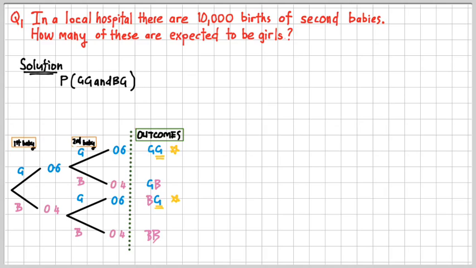So in terms of the solution, we know that by multiplying across the probability tree, we want to firstly write down the probability for girl, which is 0.6 times 0.6. And we're not done yet, because we need to add to that the probability of the first child being a boy and the second child being a girl, which is 0.4 times 0.6. Multiplying that all together will give you 0.6.